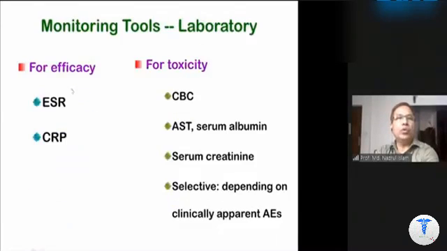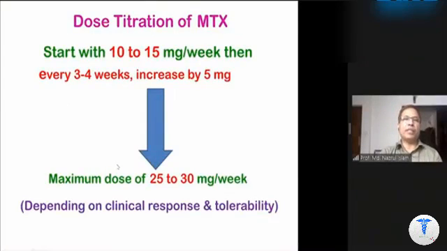What tools do we have? ESR and CRP basically help us understand whether the patient is improving or not. And for toxicity, CBC, as you already know, the cell count may be depressed by methotrexate. AST can go up, creatinine can go up. So other tests, depending upon the presentation of the patient, we can do.